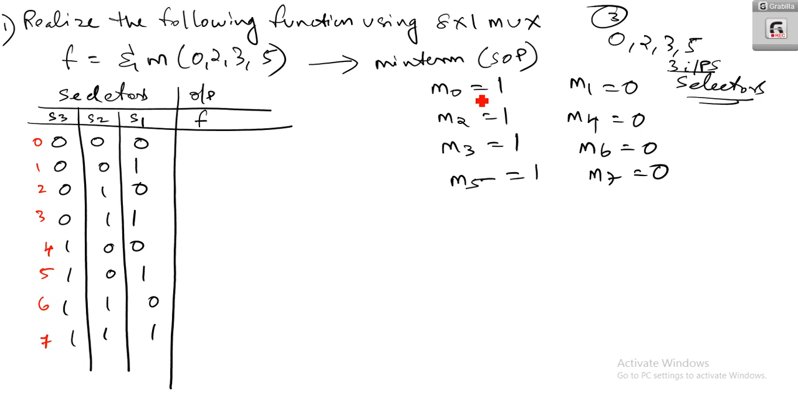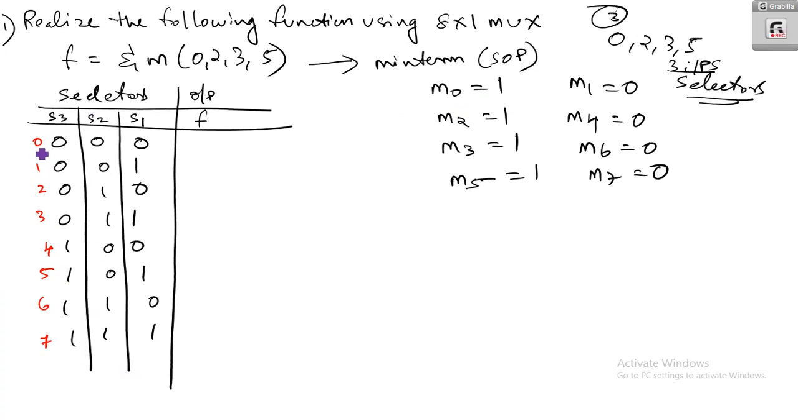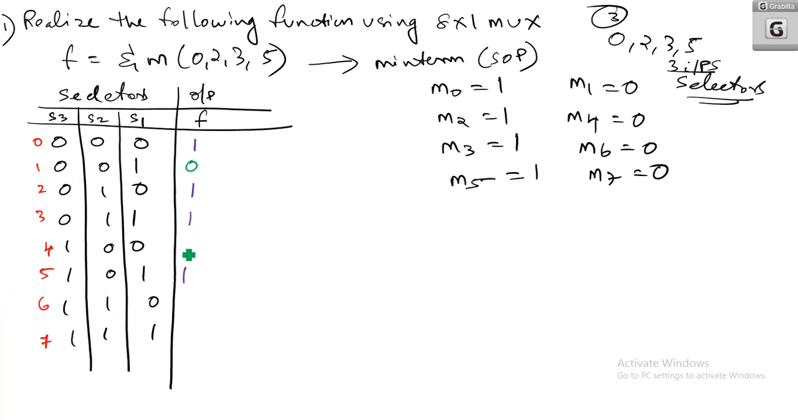Now see, m0 is equal to 1, so you will get 1 for this row. m2 is 1. m3 is 1. m5 is also 1. All other terms are 0, so you will get 0 there. So that is the basic truth table, and you have the selectors also. Now, how to realize this function using a multiplexer? That is the question here.